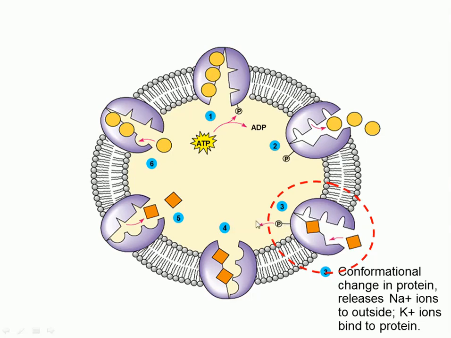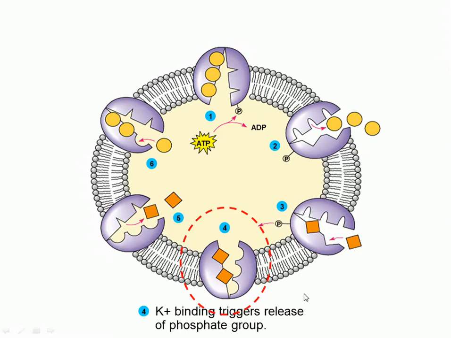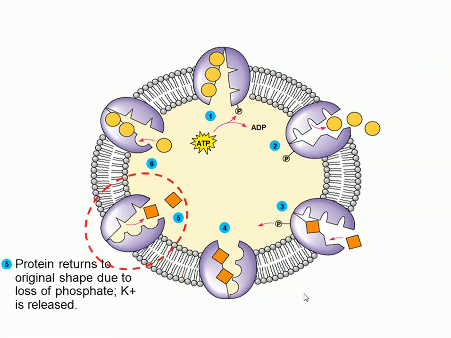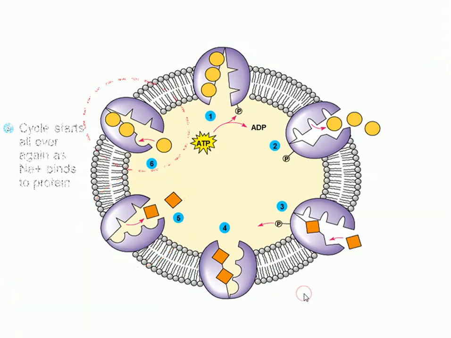The removal of the phosphate group from the sodium potassium pump causes the pump to return to its original position, which is facing inside. Now, 2 potassium ions can be released into the cytoplasm. And then the cycle will repeat. 3 sodium ions again bind to the sodium potassium pump and trigger the same process.